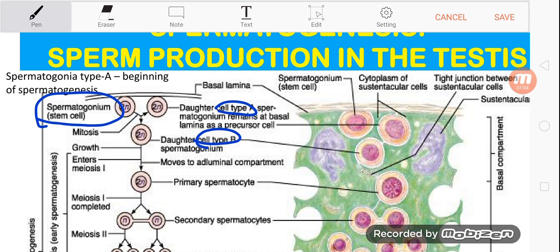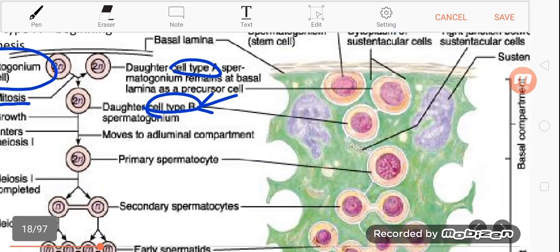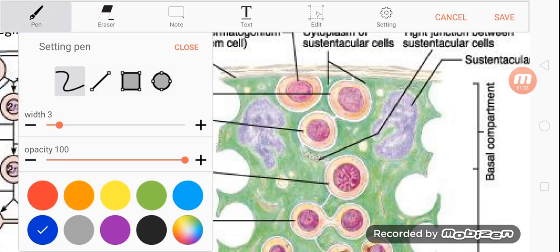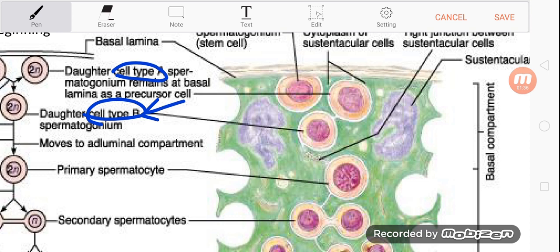Spermatogonia type A undergo mitotic division once again, producing spermatogonia type B. Once this type is present, that means this boy has already initiated the spermatogenesis process. So spermatogonia type B will pass through the tight junction here, which opens up briefly.